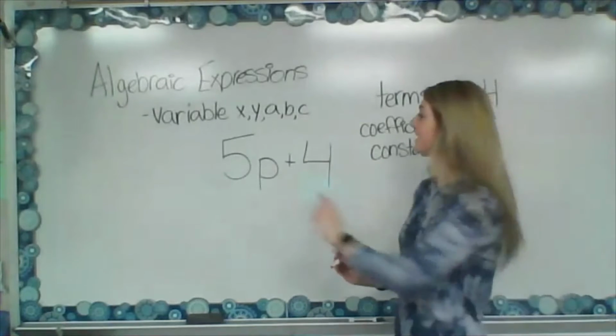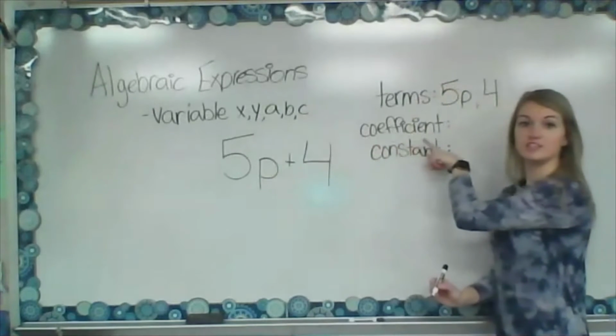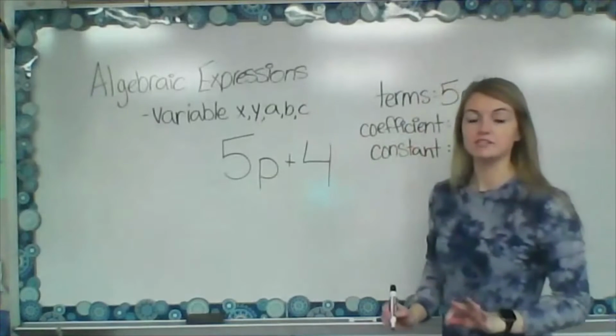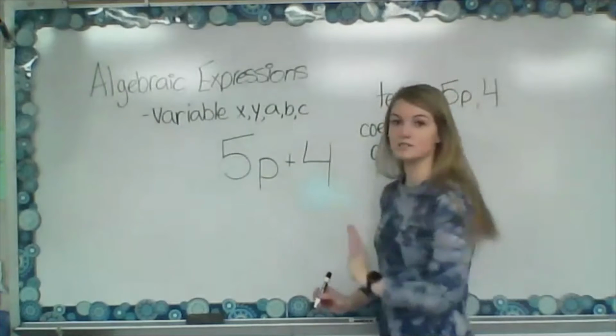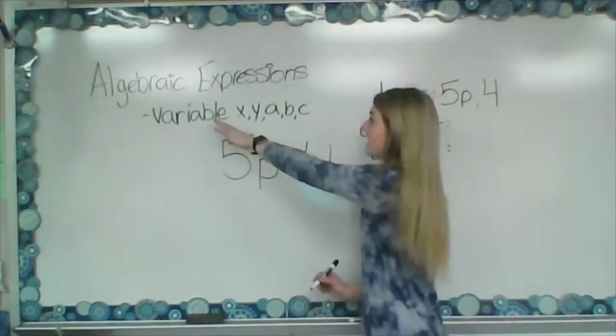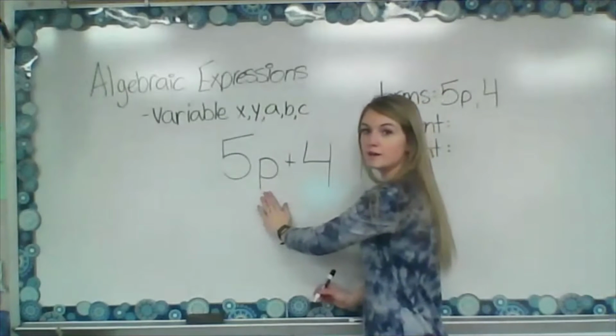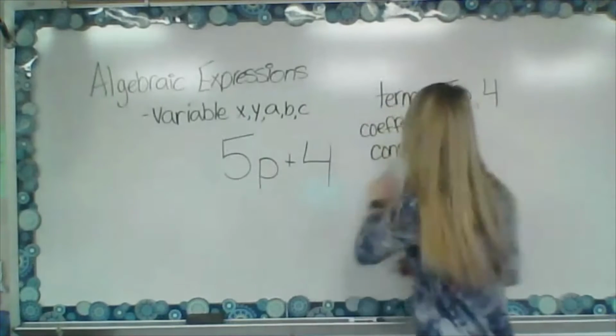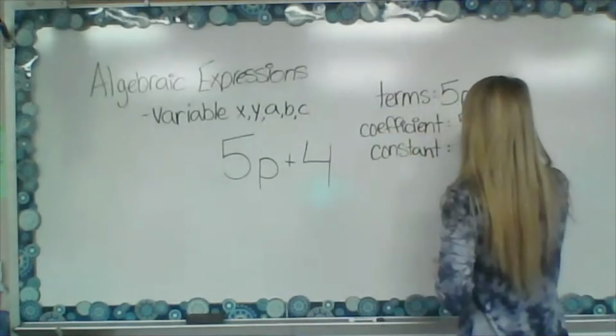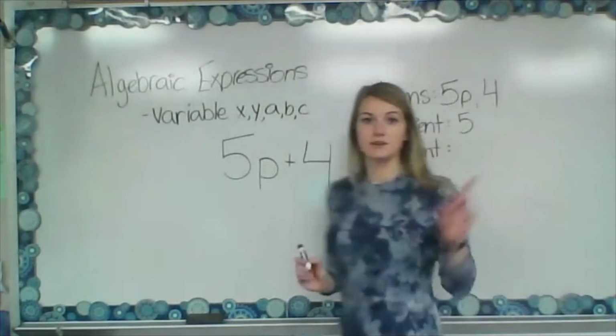Okay, the next thing we are looking at is coefficients. Coefficients are the numbers that are in front of the variable. So what's my variable here? Where's the letter? p. So what number is right in front of p? 5. So my coefficient is just 5. See how I did that?